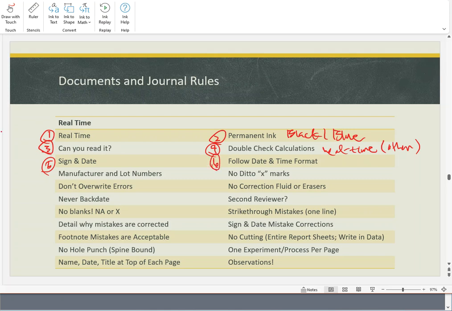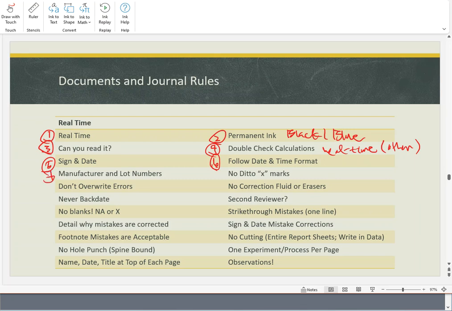Number six, follow the date and time format. So some people will do month, day, year, some do not. As far as the time format goes, some people are okay with AM and PM, and some are not. They are military time. So whatever your company's policy is, they will let you know, and you want to make sure that you follow that template or that model.